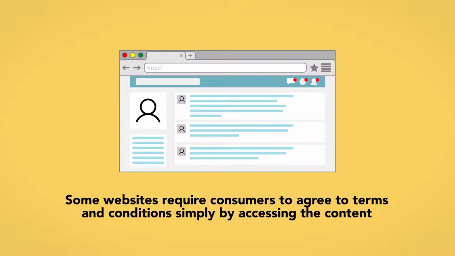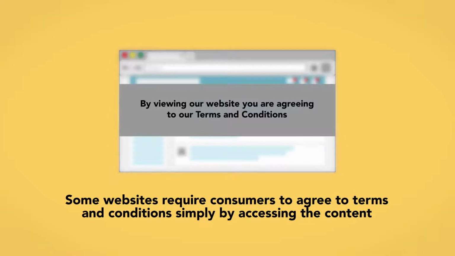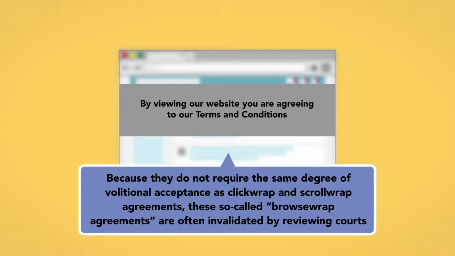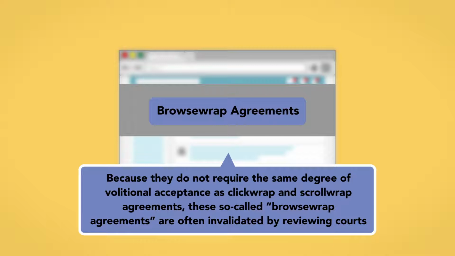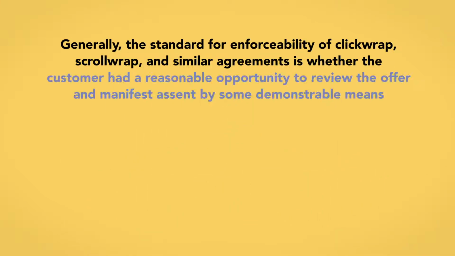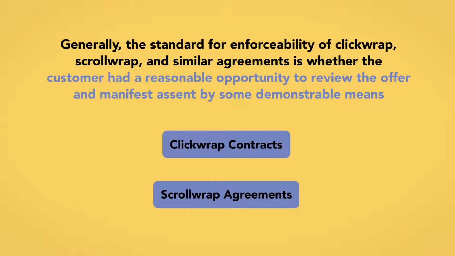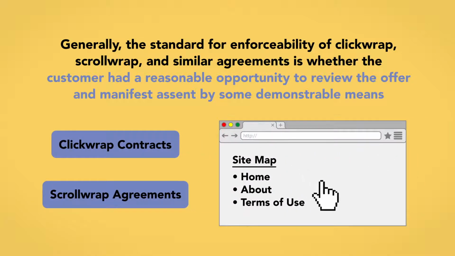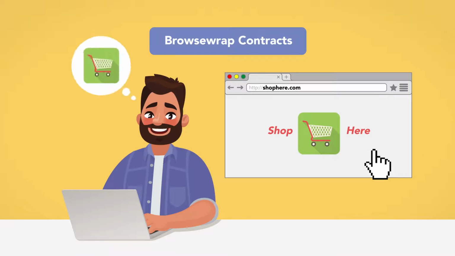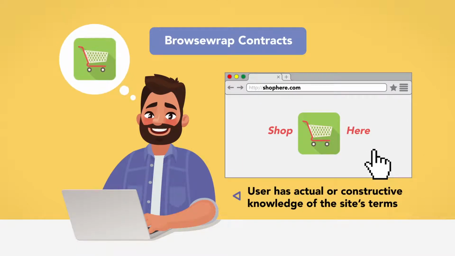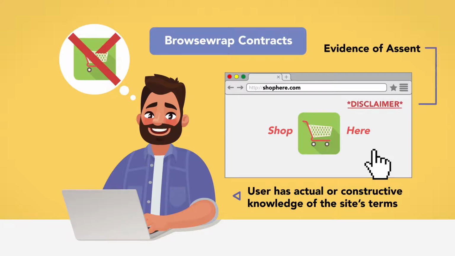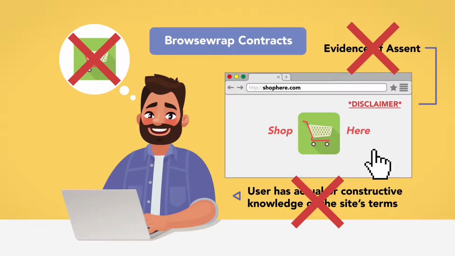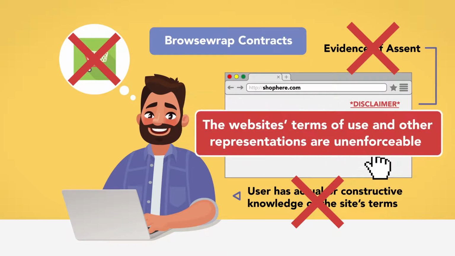Some websites require consumers to agree to terms and conditions simply by accessing the content. Because they do not require the same degree of volitional acceptance as click-wrap and scroll-wrap agreements, these so-called browse-wrap agreements are often invalidated by reviewing courts. Generally, the standard for enforceability of click-wrap, scroll-wrap, and similar agreements is whether the customer had a reasonable opportunity to review the offer and manifest assent by some demonstrable means. Browse-wrap contracts will only hold up if a website user has actual or constructive knowledge of the site's terms, and there is evidence of assent. If these fundamental elements of notice and volitional acceptance are not shown by the facts, the website's terms of use and other representations are unenforceable.